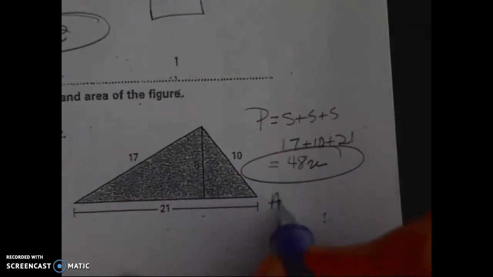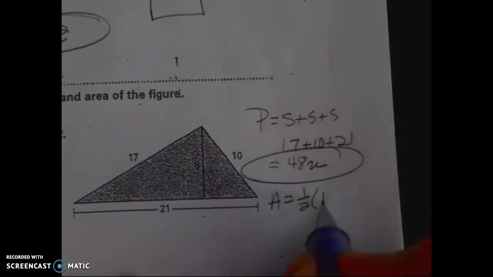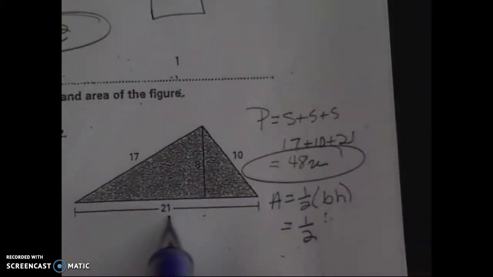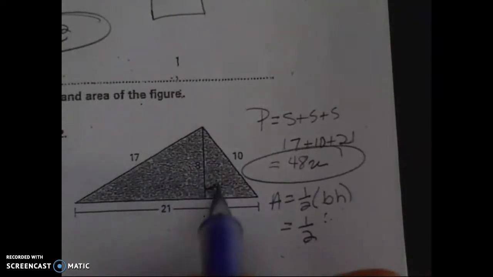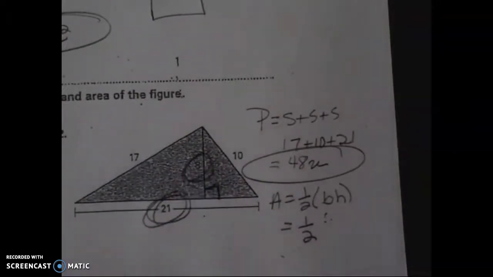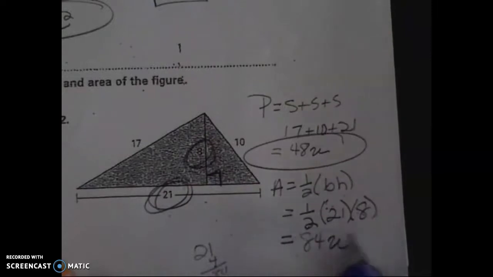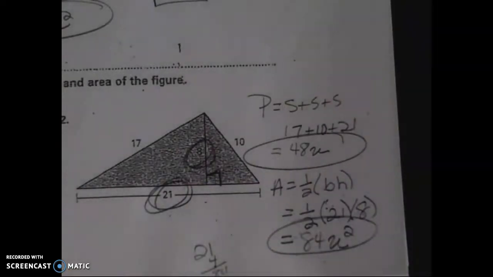And then the area is 1/2 base times height. The base and the height form a 90-degree angle right here. So my base is 21 and my height is 8. You can do half of 21 or half of 8, or you can multiply it all together because multiplication is commutative. I'm going to do half of 8. Half of 8 is 4. 4 times 21 is 84. And that's in units squared.